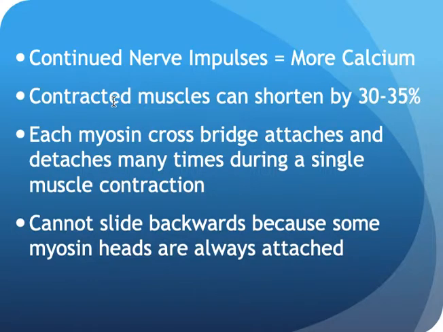Contracted muscles can shorten by 30 to 35%, which is an enormous amount. You can see here, if you straighten your arm and look at how long your bicep is, and then bend your elbow and look at how short your bicep gets, it's a pretty significant amount.